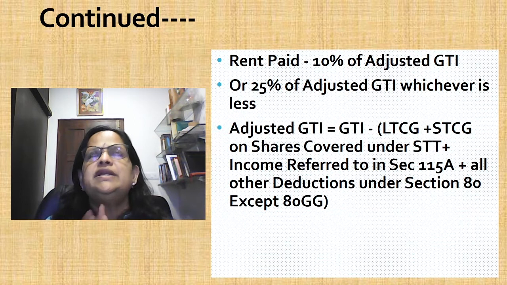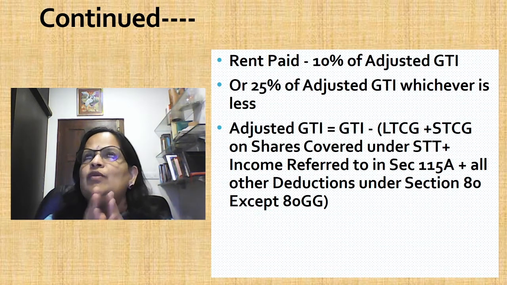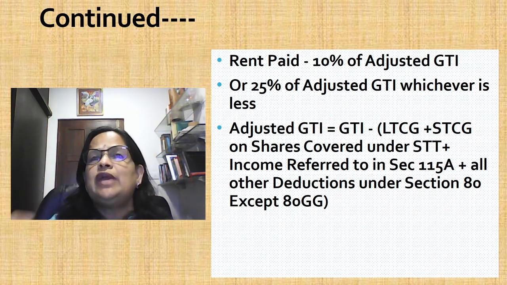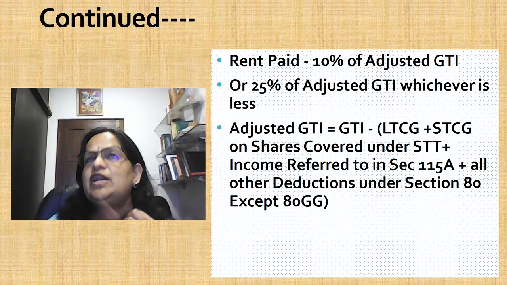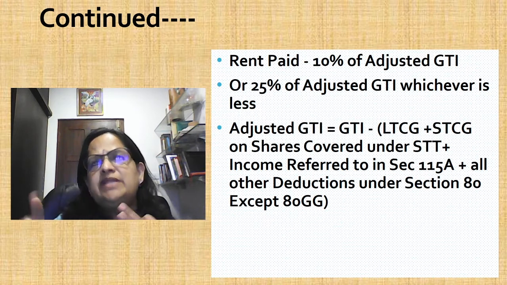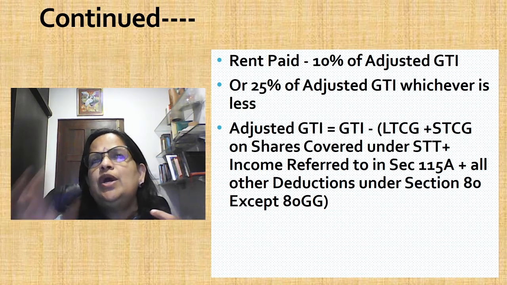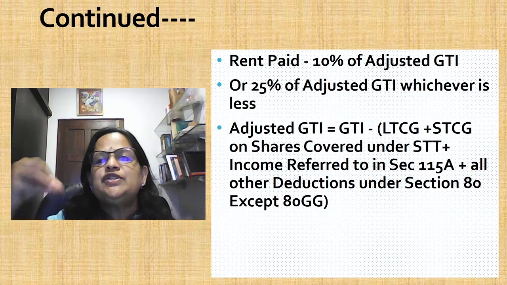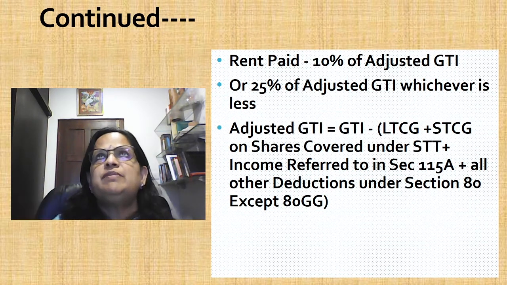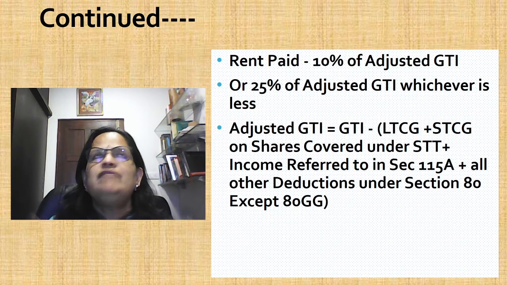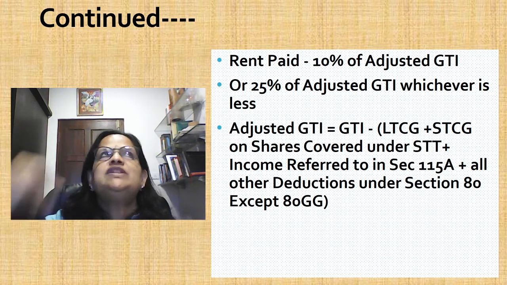Second is rent paid minus 10% of adjusted GTI. Whatever the rent paid will be there in the question. Adjusted GTI we have learned in section 80G, how you calculate adjusted GTI: actual GTI minus LTCG minus short-term capital gain where securities transaction tax is paid, minus deductions from 80C to 80U, except section 80GG. That is how you will calculate adjusted gross total income. So rent paid minus 10% of adjusted gross total income. Next is 25% of adjusted gross total income. Whichever is less. So of the three lines, whichever is less we will take.